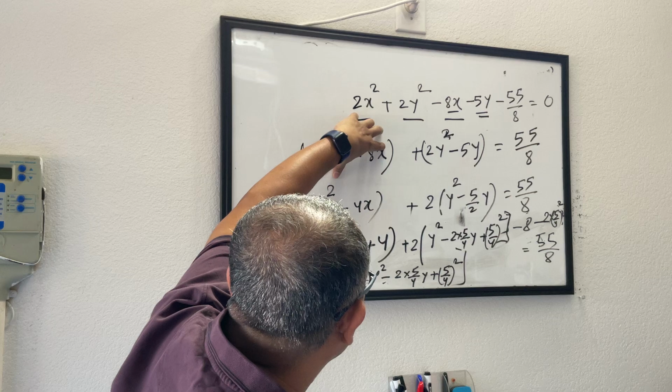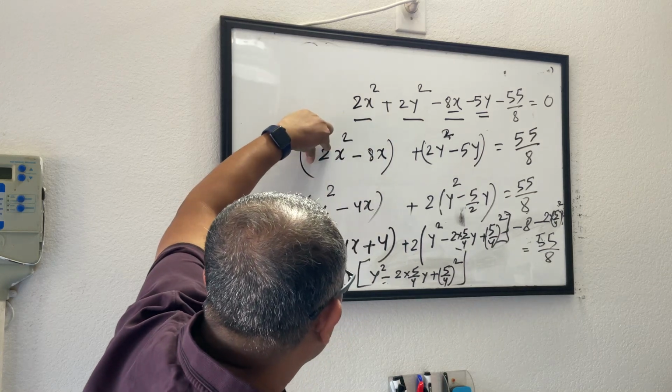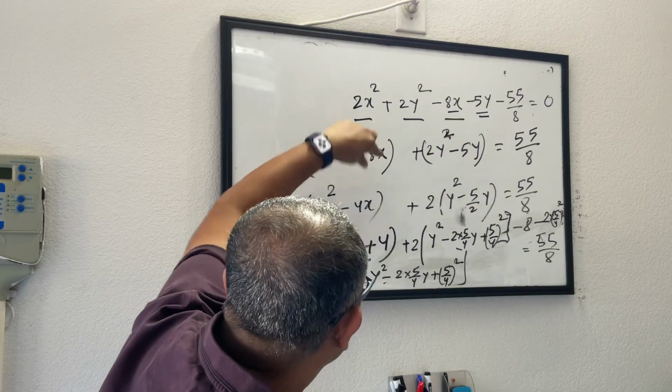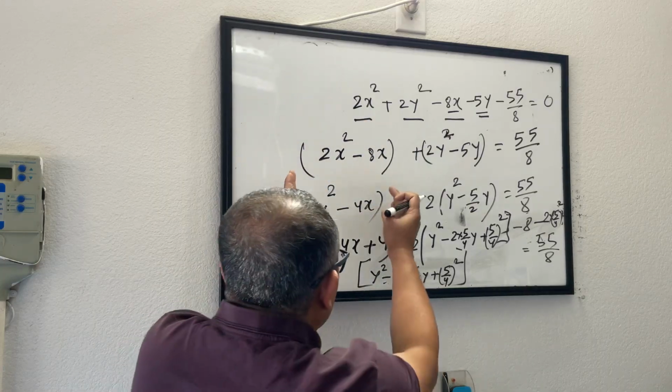We have this part. 2 is common, taken out. I have x squared minus 4x. But what do we add here to make this a perfect square?